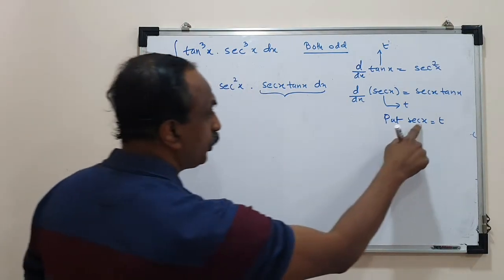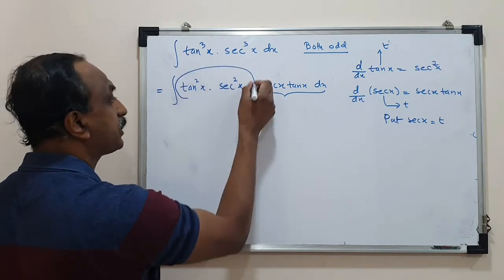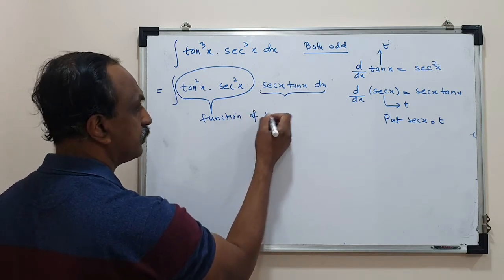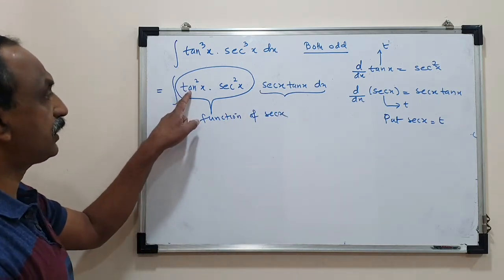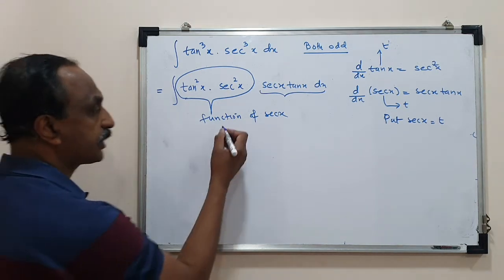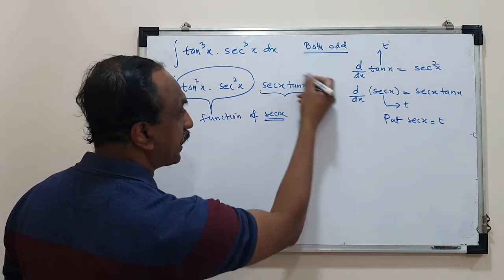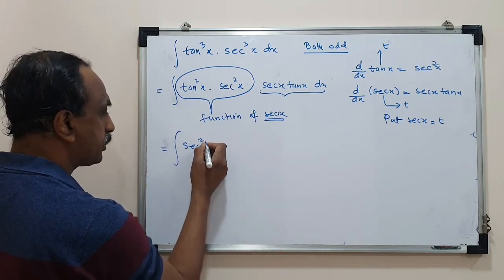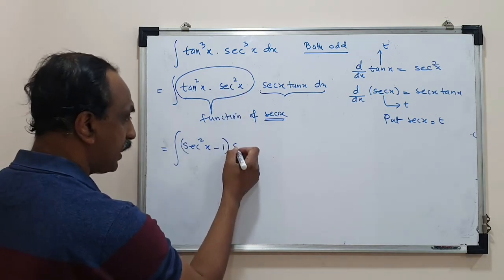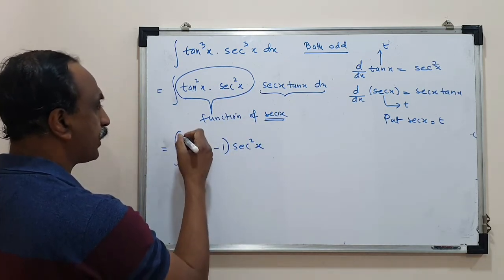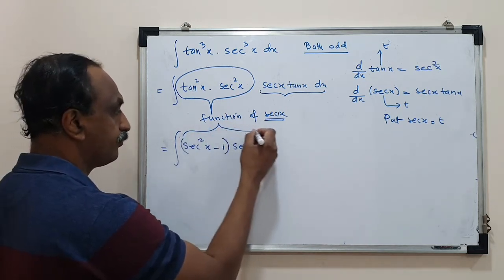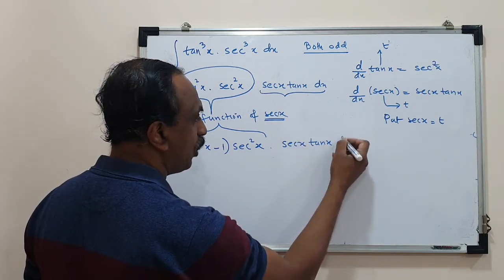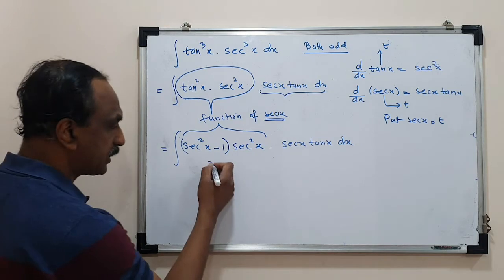Now, if I am planning to put sec x as t, this should be converted as a function of sec. It should be a function of sec. So we can convert tan square x into sec square x. Why should it be a function of sec? Because the derivative of sec x is present here. So I will write tan square x as sec square x minus 1, and the remaining sec square x into sec x. So I converted it into a function of sec x. Then I put sec x tan x and dx. Now it is integrable. Now I can put sec x as t.